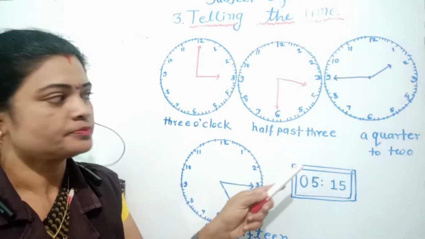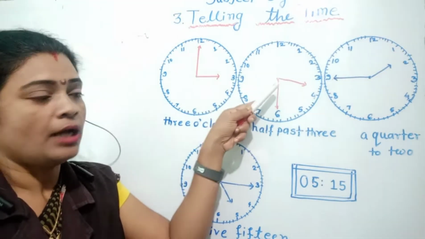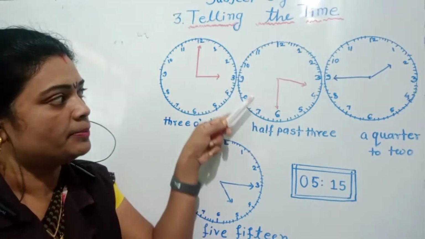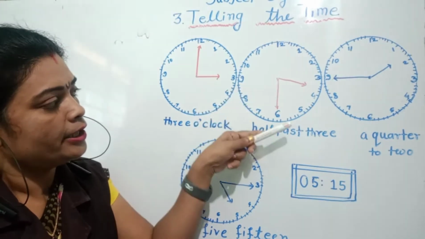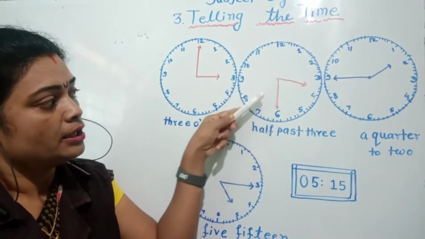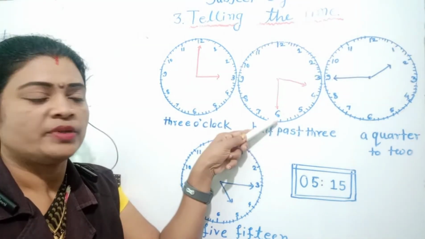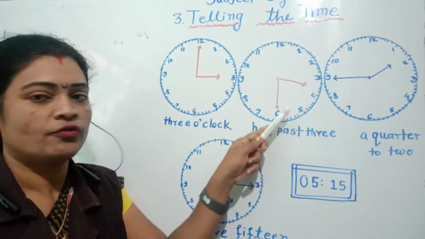In the same way, we can change these hands and tell the time. Suppose the short hand is between 5 and 6, and the long hand reaches 6. Then we can say it is 5:30.